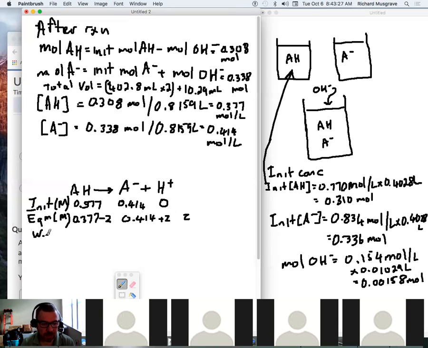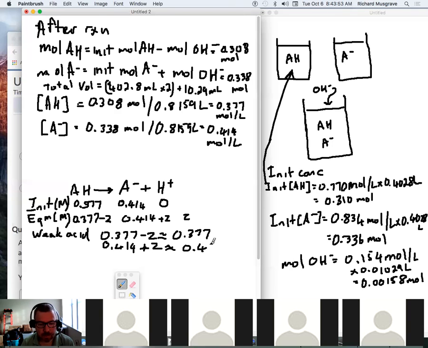That doesn't matter. Because this is a weak acid, and we know that because it is a buffer, we don't even have to validate this. We know that 0.377 minus Z is approximating out to 0.377. We know that 0.414 plus Z is approximating out to 0.414. And then we can go ahead and do our calculations, figure out our H plus.